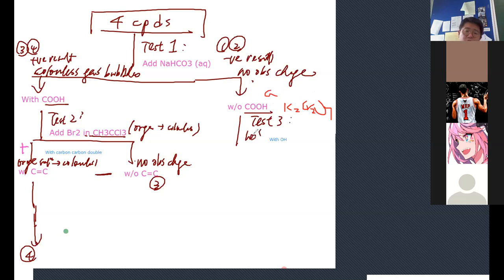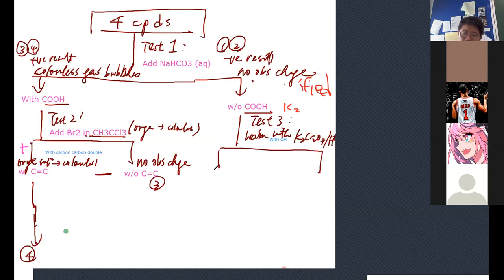You warm it with K2Cr2O7, 2H plus. And then what will be the two ways? The first one, positive result. The second one, negative result. Positive result, it should be color change from orange to green.